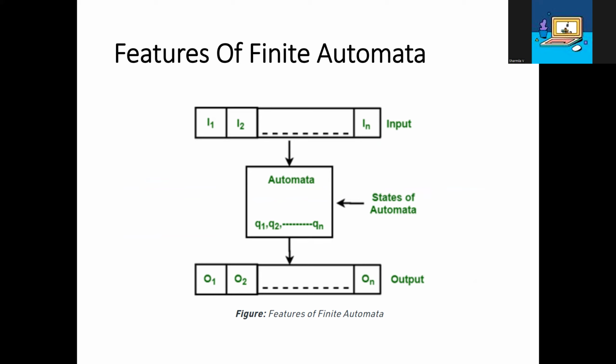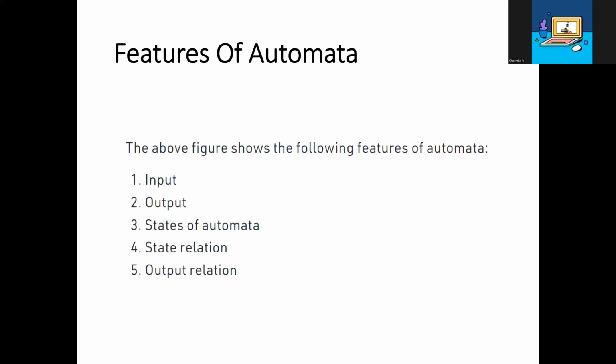These are the features of finite automata. Input is given as I1, I2 up to In. The automata contains different states, represented here as Q1, Q2, Qn. The output of those particular states is output 1, output 2, output n. From the figure above, the features of automata are input, output, states, state relationship, which means from which state to which state it moves, and output relation.